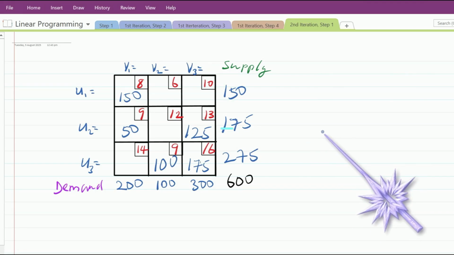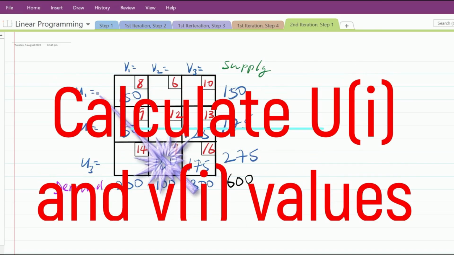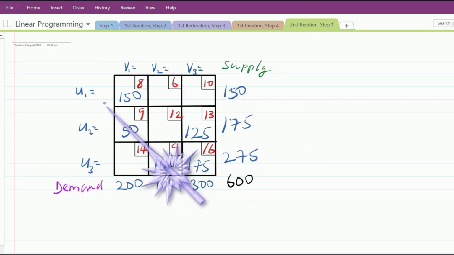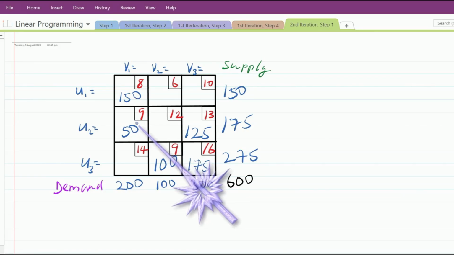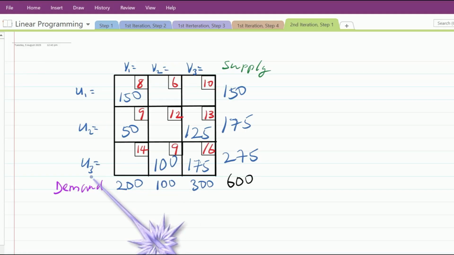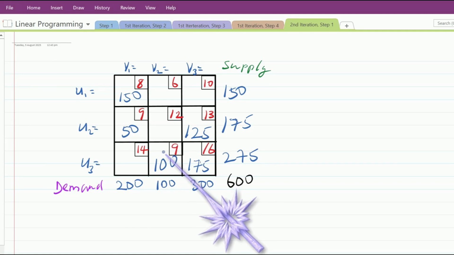Okay, let's continue. The next thing we're going to do is to iterate again, so we talk about the values of the UIs and the VJs. Some authors will tell you always set U1 equal to 0. Whichever value of UI that you set to 0, it doesn't matter, you always arrive at the same answer. For example, you may decide to set U1 to 0, U2 to 0, or U3 to 0. In this case, I use the system here to be easier for you to calculate, to avoid errors.